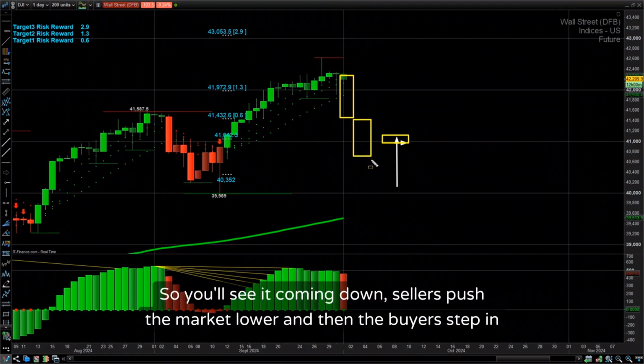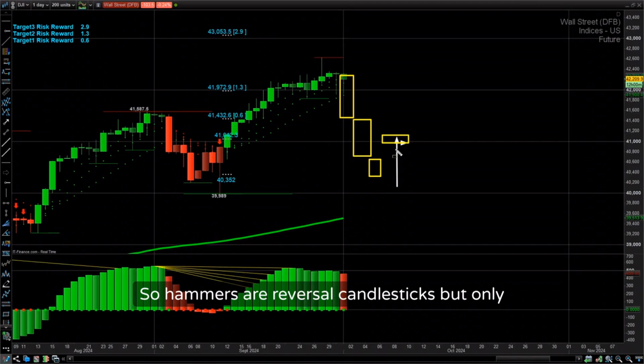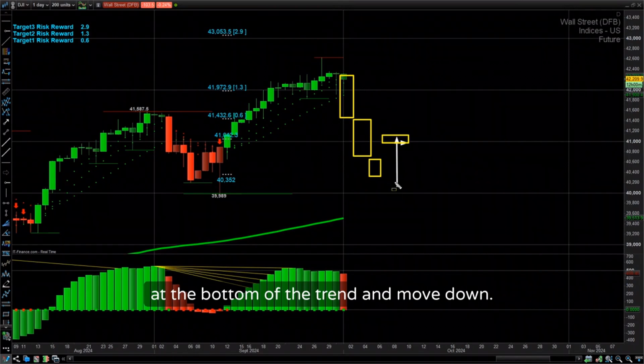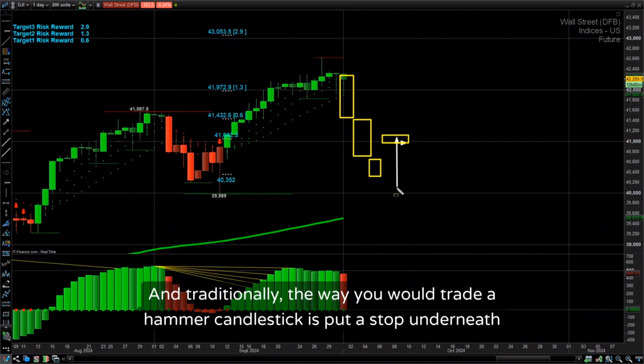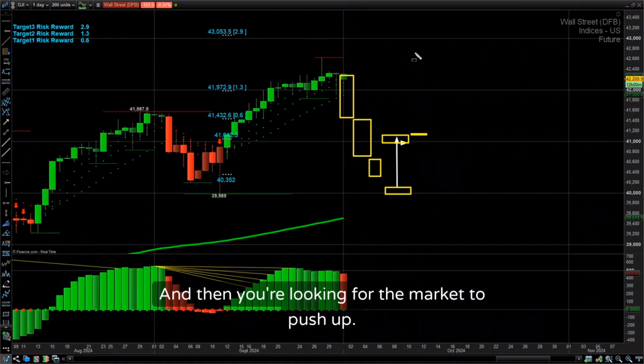Okay, so you'll see it coming down, down. Sellers push the market lower, and then the buyers step in, and it closes either at the high or lower than the open. So hammers are reversal candlesticks, but only at the bottom of a trend and move down. And traditionally, the way you would trade a hammer candlestick is put a stop underneath this low, and wherever the high is, buy it 1 point above the high. And then you're looking for the market to push up.